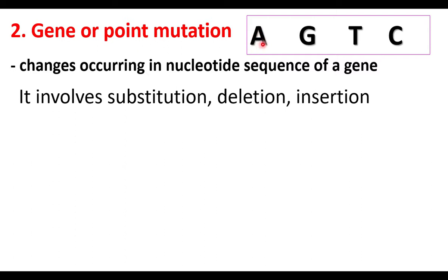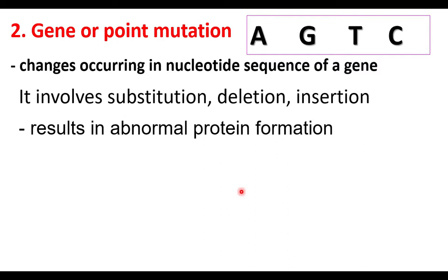Loss of one nucleotide in a gene, that is loss of A or loss of G, that is deletion. When one more nucleotide is added, that is insertion. When there is an extra A or extra G, that is insertion. So these types of changes in a gene result in unusual protein. A gene carries information for a protein. When there is mutation in the gene, that will produce unusual protein. Gene mutation results in abnormal protein.